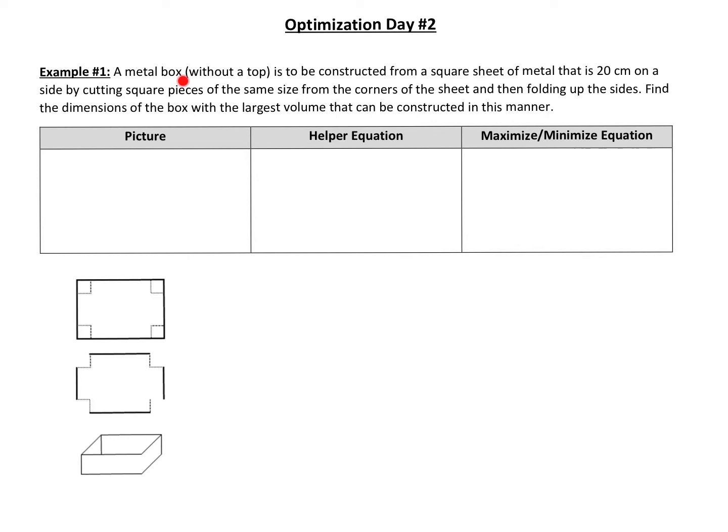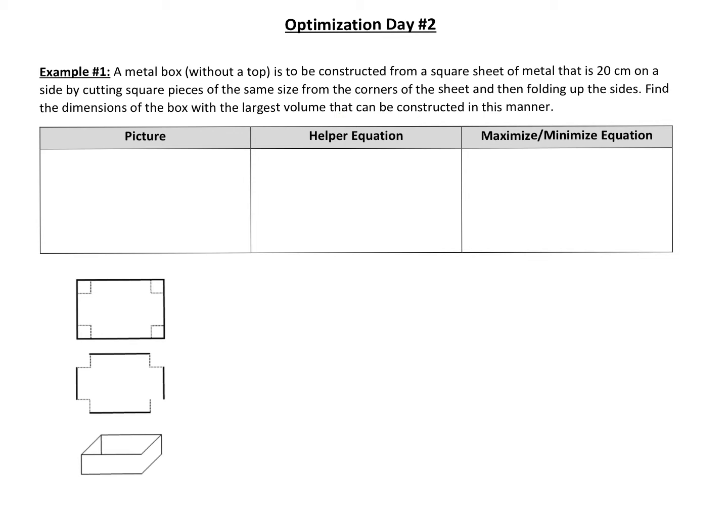It says a metal box without a top is to be constructed from a square sheet of metal that is 20 inches on a side by cutting square pieces of the same size from the corners of the sheet and then folding up the sides. Find the dimensions of the box with the largest volume that can be constructed in this manner.